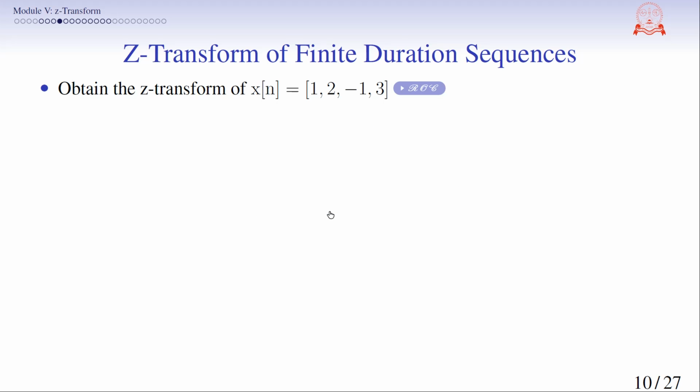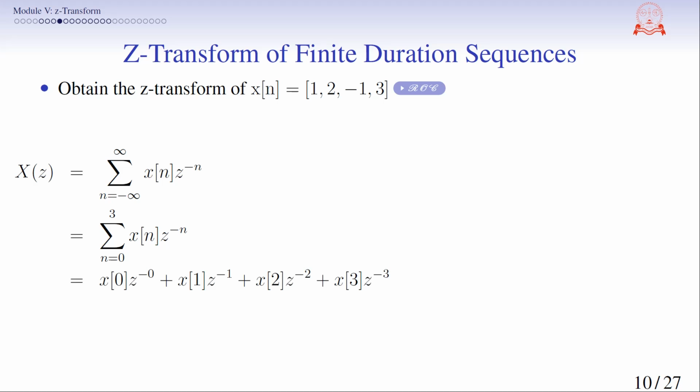Let us compute the Z transform of x of n is equal to 1, 2, minus 1 and 3. Here x of 0 is 1, x of 1 is 2, x of 2 is minus 1, x of 3 is 3. So my general equation for x of z equal to summation n is equal to minus infinity to plus infinity x of n into z raised to minus n. Changing the limits of n, summation n is equal to 0 to 3 x of n into z raised to minus n.